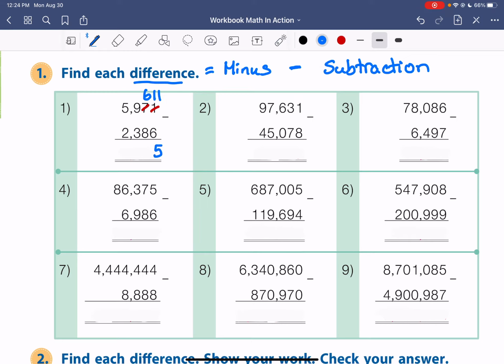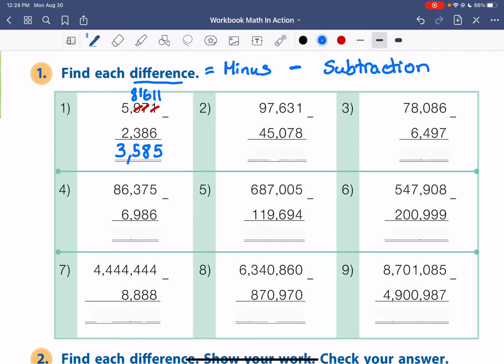Right, again, we have to borrow. So this turns into 8. This turns into 16. Right? So 16 minus 8, we get 8. 8 minus 3, 5. 5 minus 2, 3. So we get 3,585. Right? So we have to borrow if the number is not big enough. So 5,971 minus 2,386, we get 3,585.